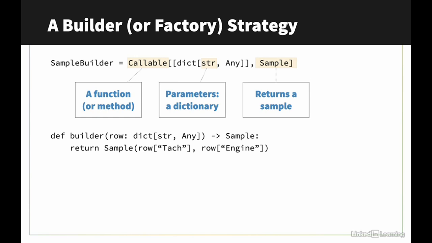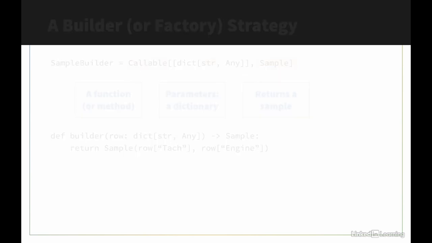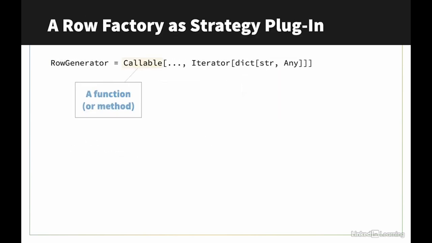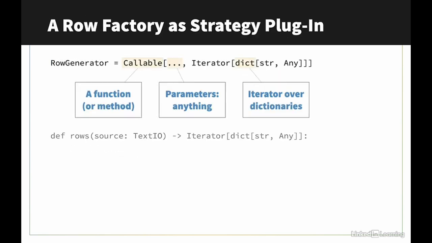At the bottom, I've shown a function named builder that fulfills that type hint contract. It accepts a dictionary and it produces a sample. Taking a second step down this path, the core of file reading can also be viewed as a callable object that emits the dictionaries that are converted by a builder.